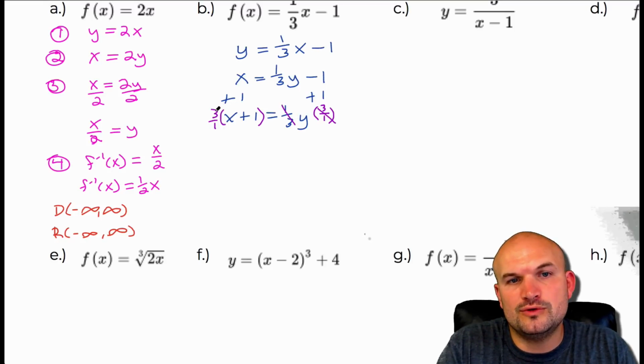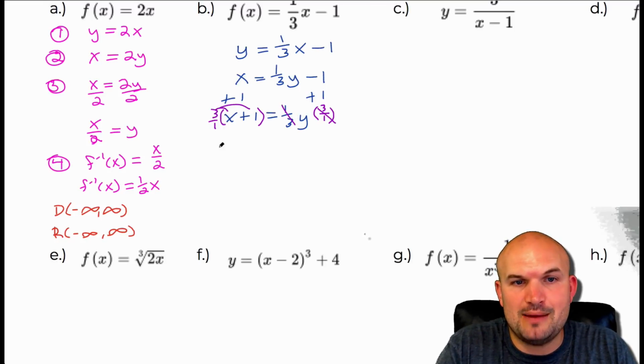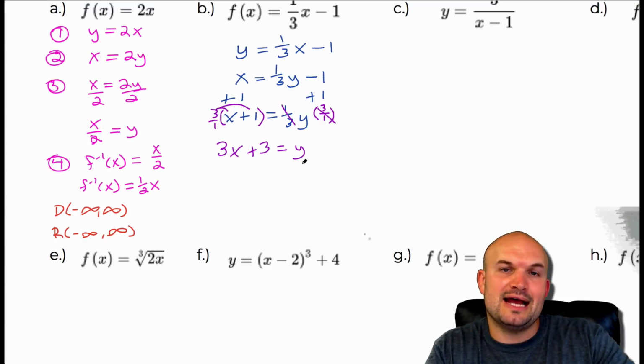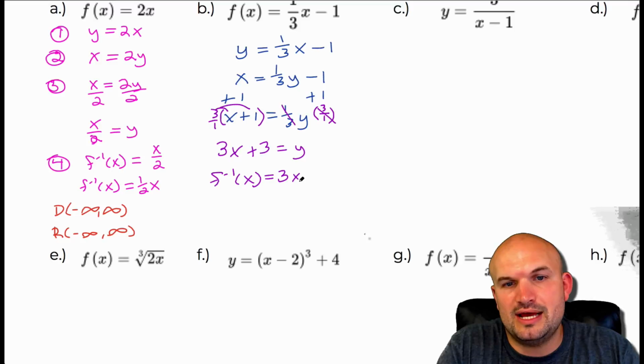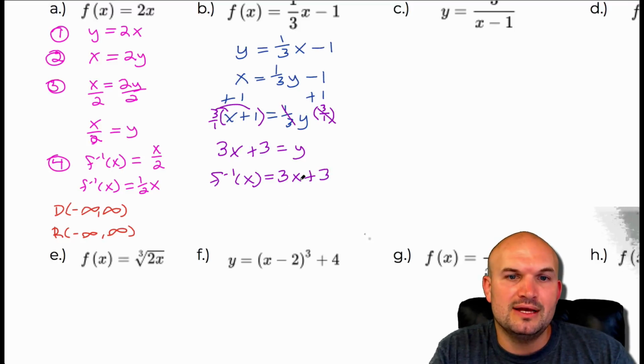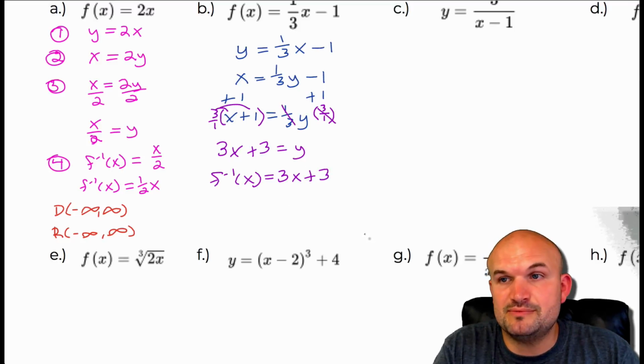So you've got to make sure now we apply the distributive property here. So I get 3x plus 3 is now equal to y. And now I can revert this with my inverse notation. So f inverse of x equals 3x plus 3. Okay. Now the domain of that, that's going to be a line.